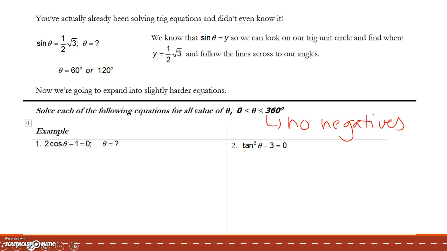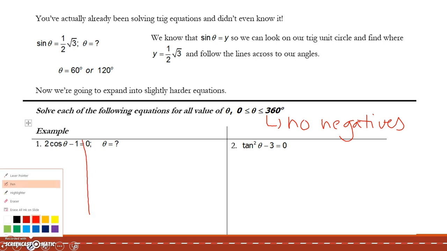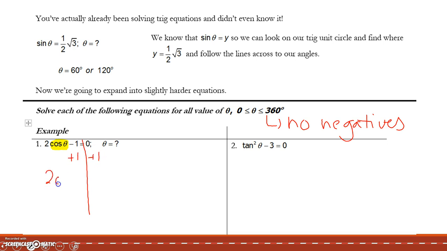So the first example, I put my line down and we're solving it like a normal equation. But our goal in this case is to get the trig function alone. So cosine, I want to get that alone, cosine theta. What we would do first is add over the 1. So I have 2 cosine theta equals 1. Then I divide by the 2 out front. So now I have cosine of theta equals 1/2. And this should look familiar.